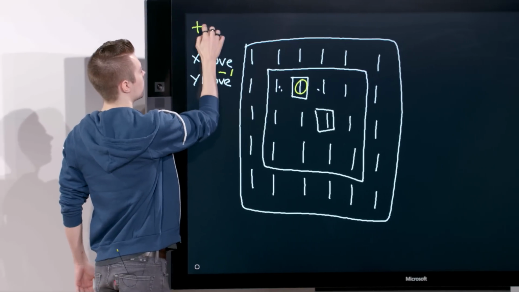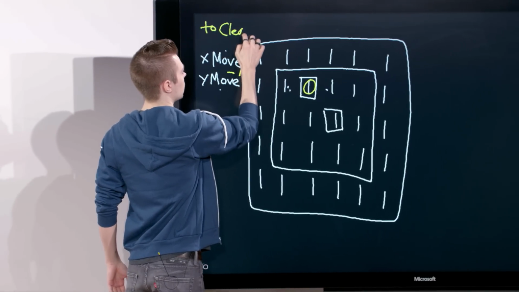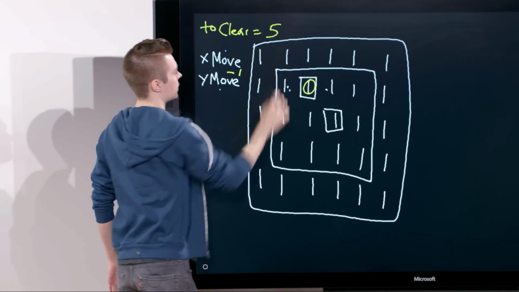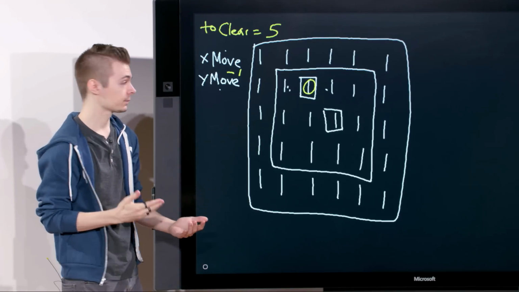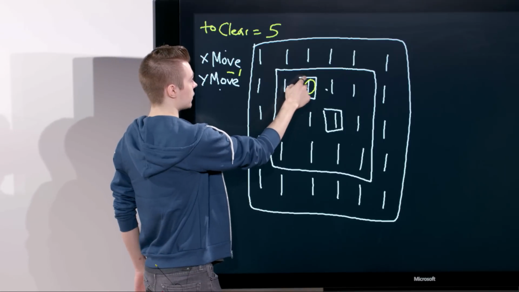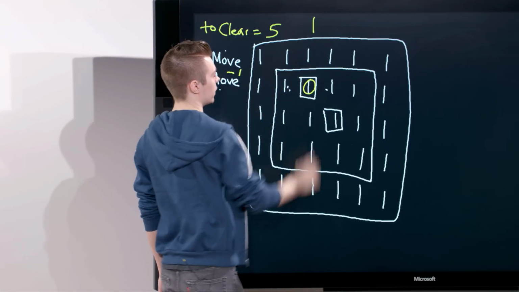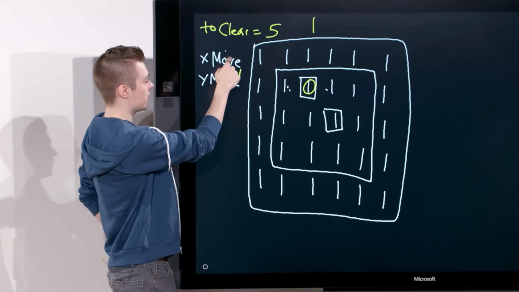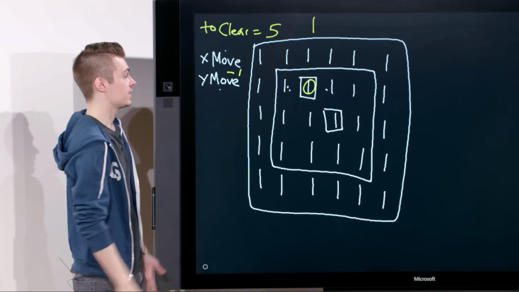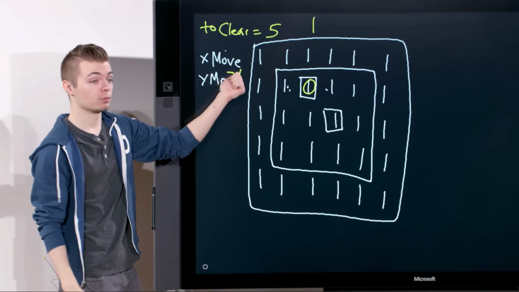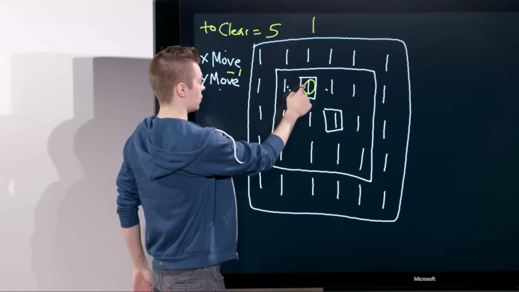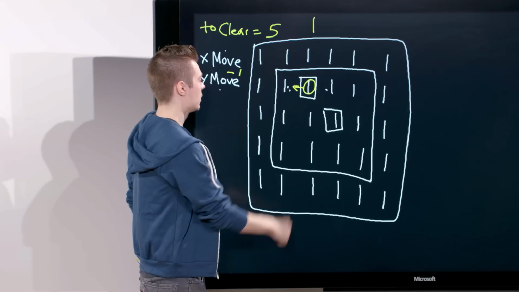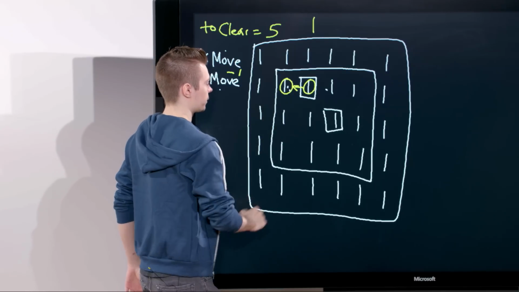So blocks to clear equals 5, right? That's how many blocks. When we've cleared that many blocks, we're done with the maze generator, right? So cleared 1. So our current counter is 1. So we flip a coin. We're moving in the x direction by -1. So we move to here, and then we turn this into a 0.